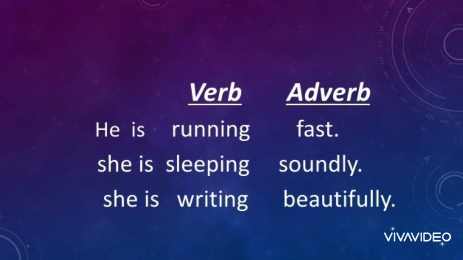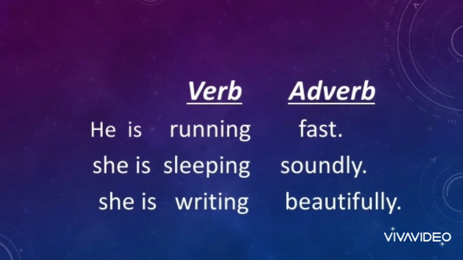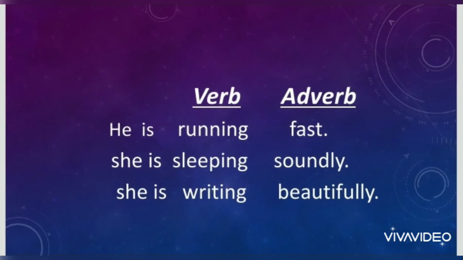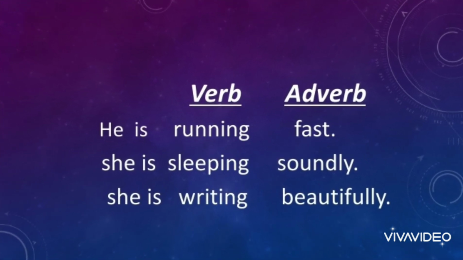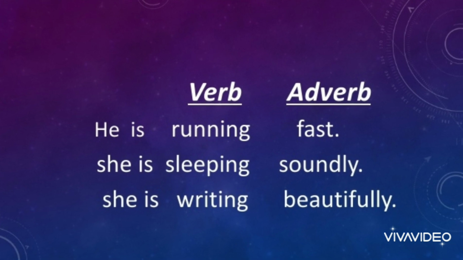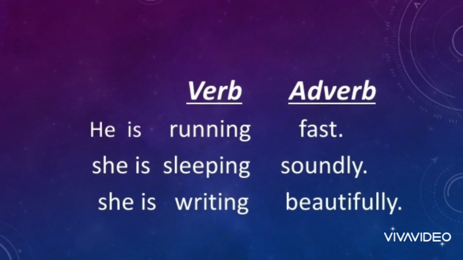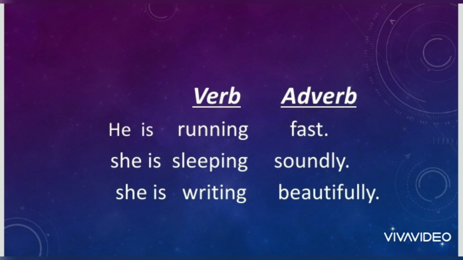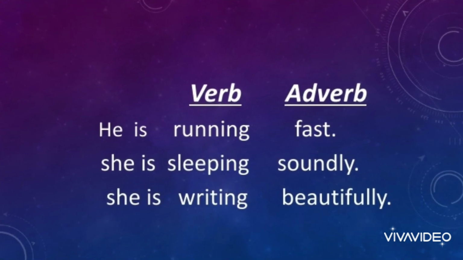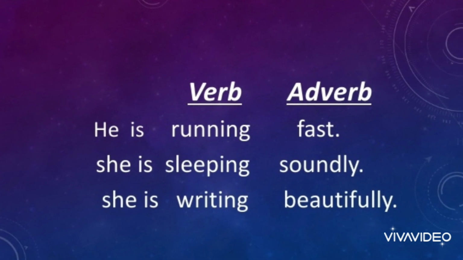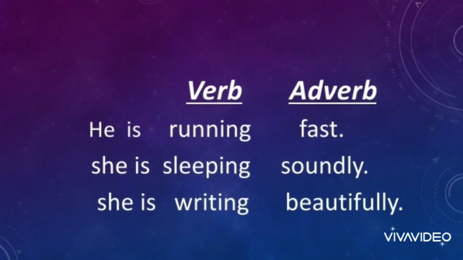Let us do some sentences as an example. Verb, adverb. He is running. Running is verb. How? Fast. Adverb. She is sleeping. How? Soundly. She is writing. How? Beautifully. I have differentiated both of these things.